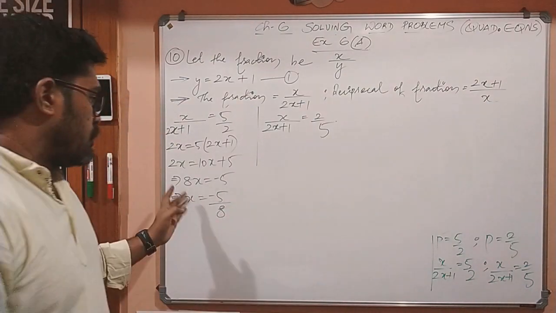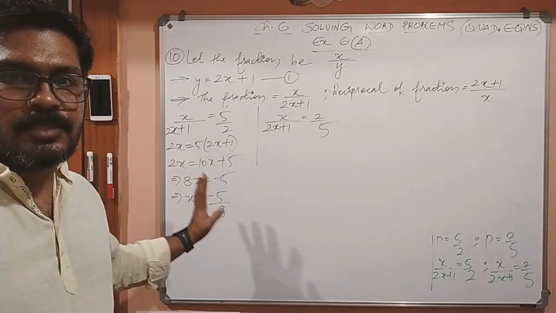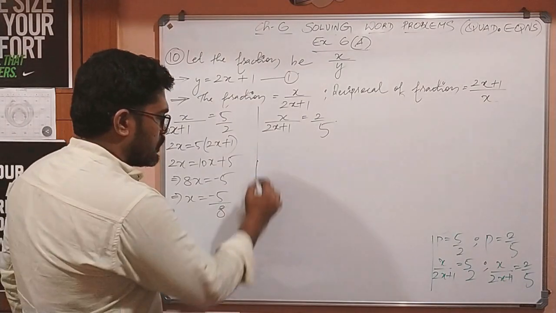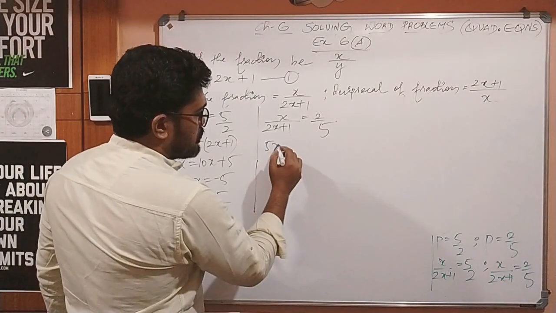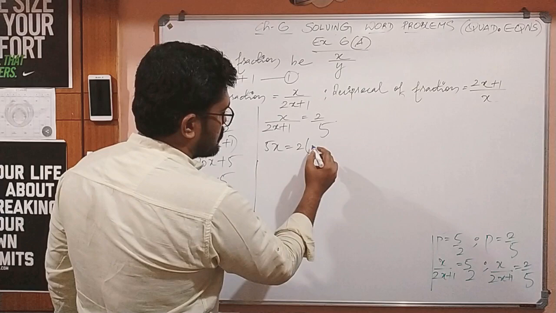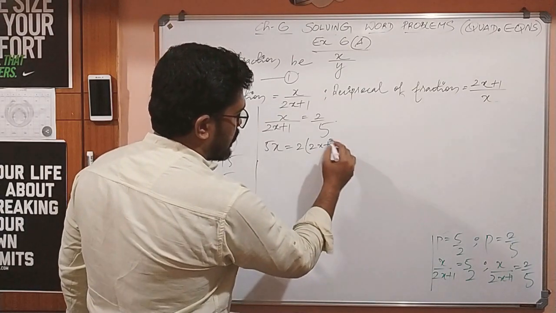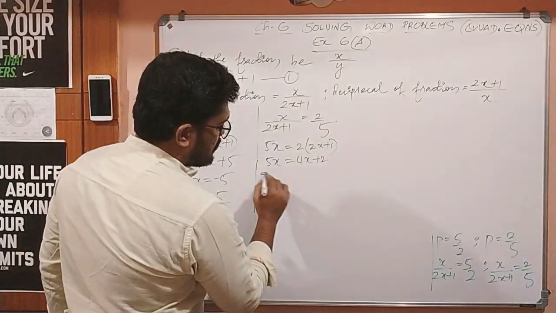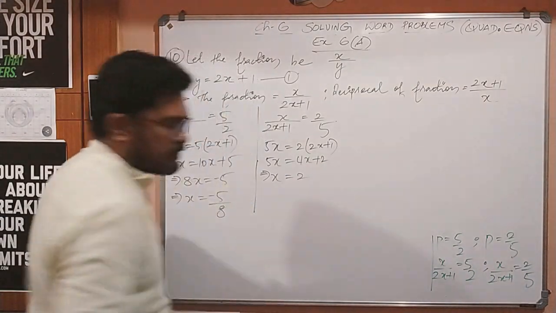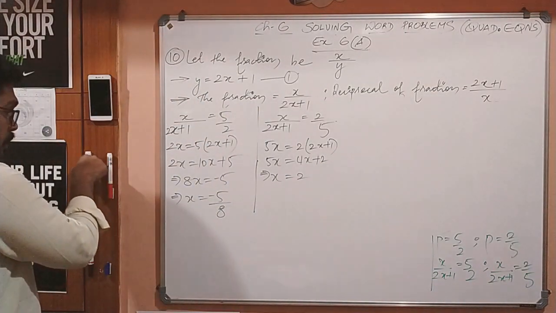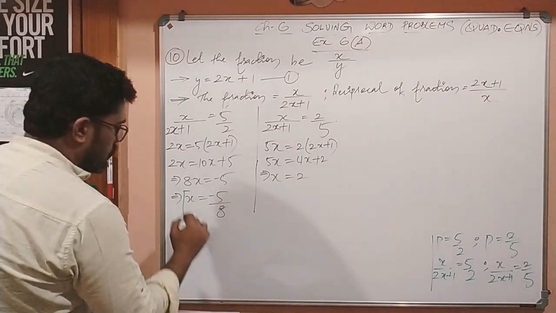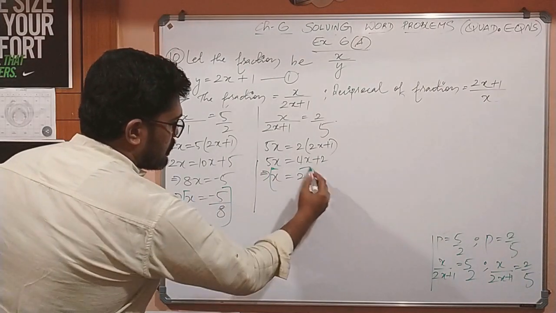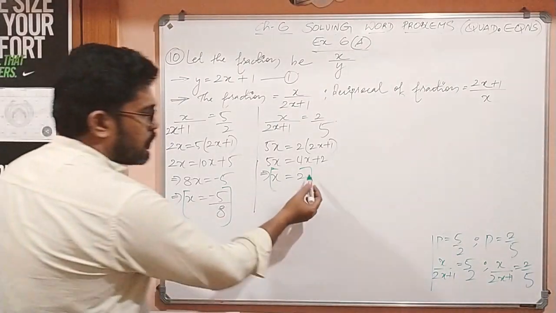Children, you got one of the values of x, which is minus 5 by 8. Now see this. When you cross multiply, you get 5x is equal to 2 into 2x plus 1. That means 5x is equal to 4x plus 2. This implies x is equal to 2, isn't it? So children, if you notice, I am getting two separate values of x. One is minus 5 by 8, one is 2.